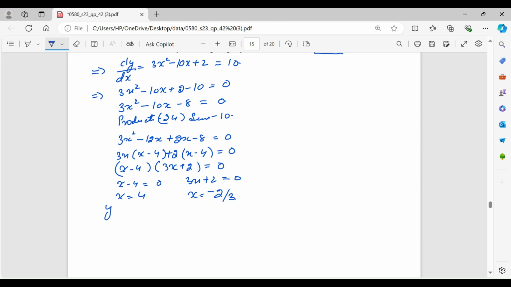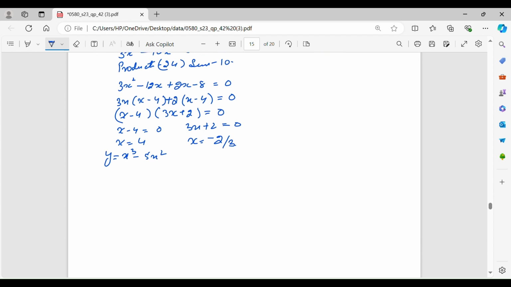The equation of the curve is y equal to x cube minus 5x square plus 2x plus 8. When x equal to 4, y will be equal to 4 cube minus 5 into 4 square plus 2 into 4 plus 8, and this will be equal to 0. We will use the calculator here.